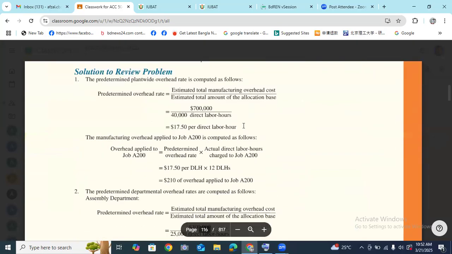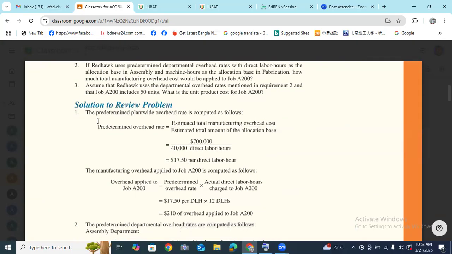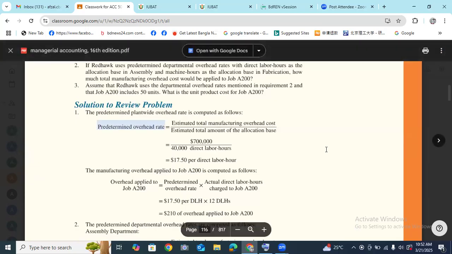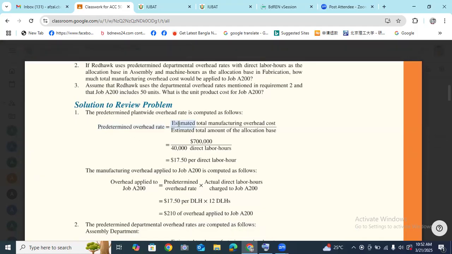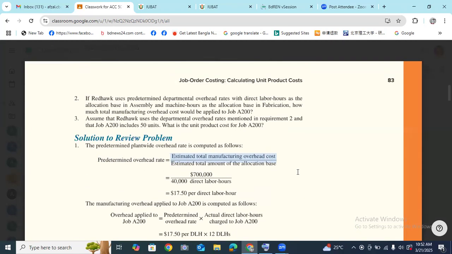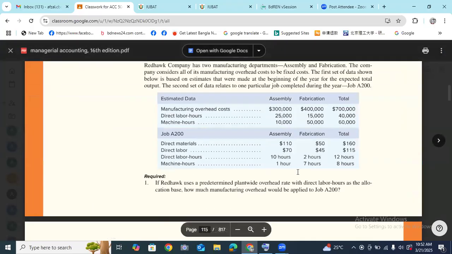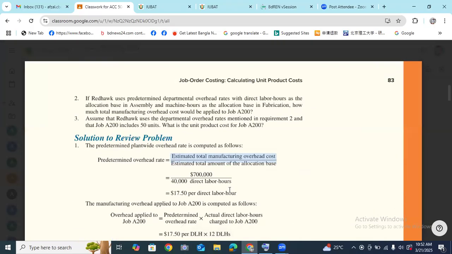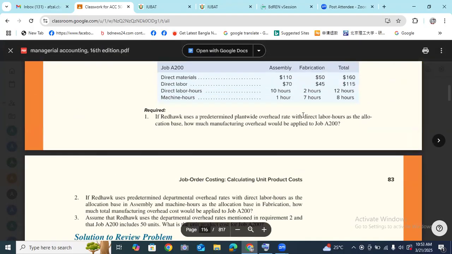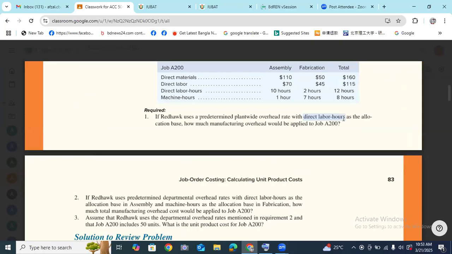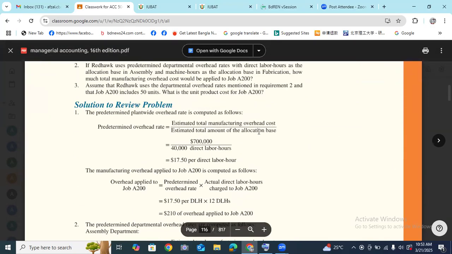How to do it? First of all, you have to use this predetermined overhead rate formula. We already discussed the formula. What is the formula? Predetermined overhead rate equals estimated total manufacturing overhead cost divided by estimated total amount of allocation base. At first, you have to determine the estimated total manufacturing overhead cost, from the estimated data. Now, the allocation base: they already mentioned the allocation base is direct labor hours.